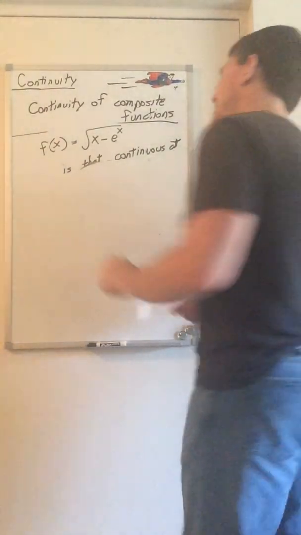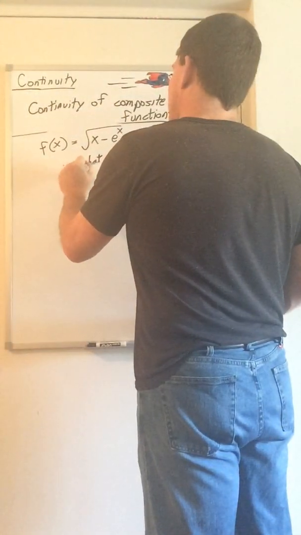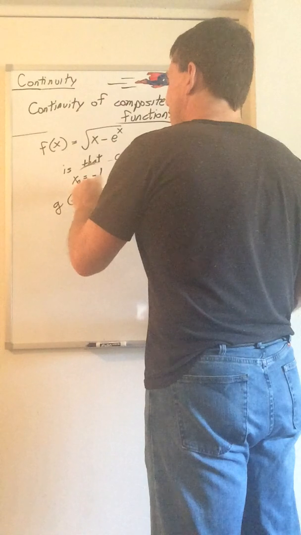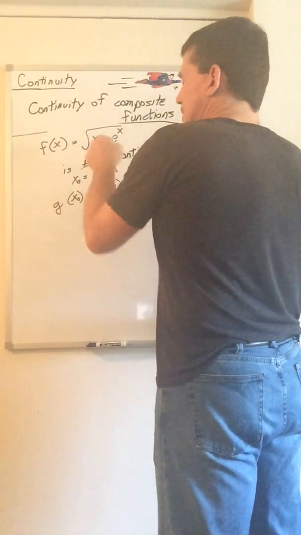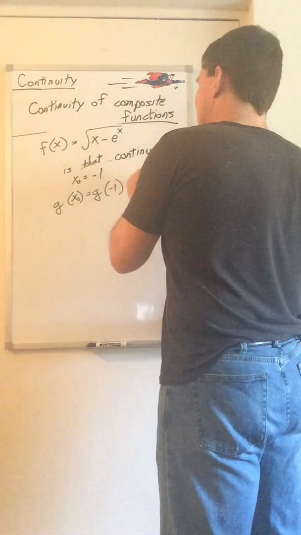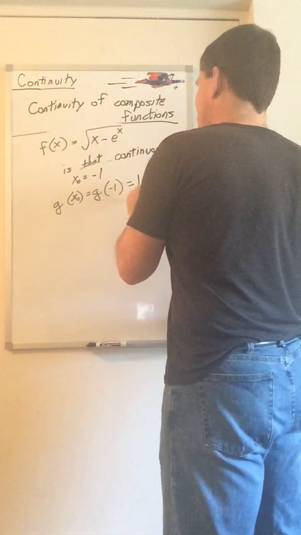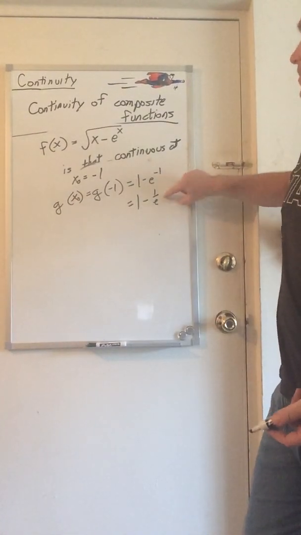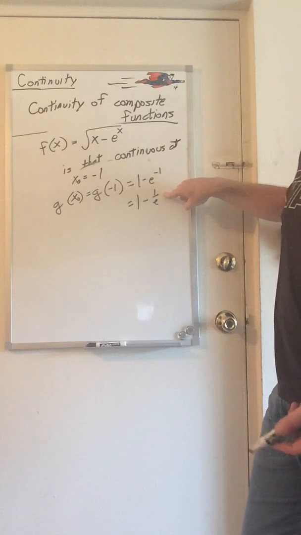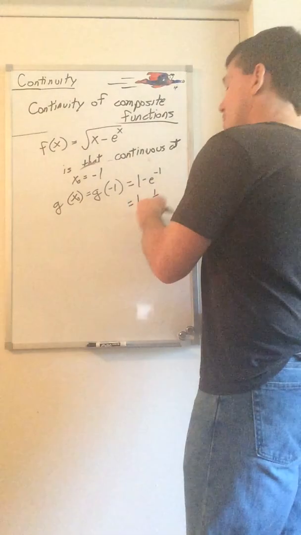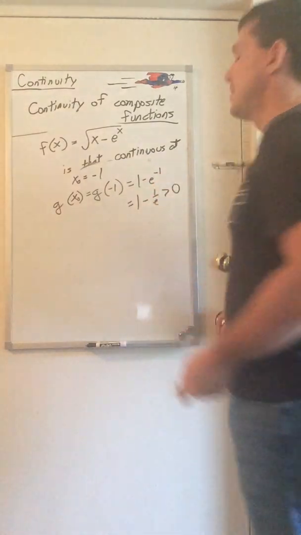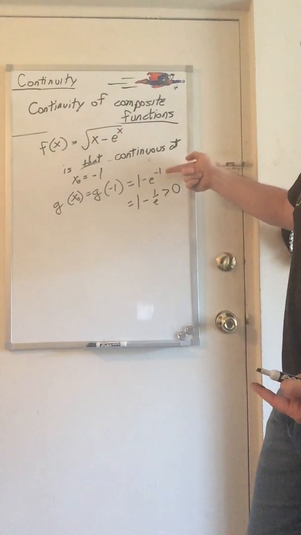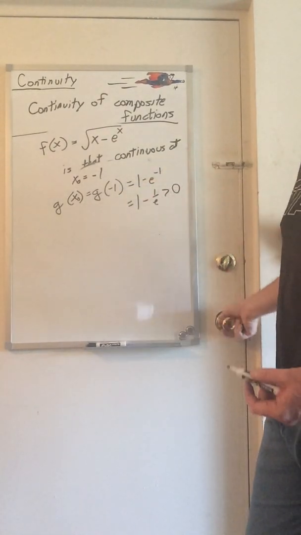But we'll say, is it continuous at x sub 0 equals negative 1? Well, we check the same conditions. G of x sub 0 equals g of negative 1, which is 1 minus e to the negative 1, which is 1 minus 1 over e. And you can plug it into your calculator if you want. E is about 2.7. 1 divided by 2.7 is a decimal less than 1. So 1 minus something less than 1 is some number greater than 0, which is all I really care about. And it's definitely going to be continuous there, because this is a continuous function.